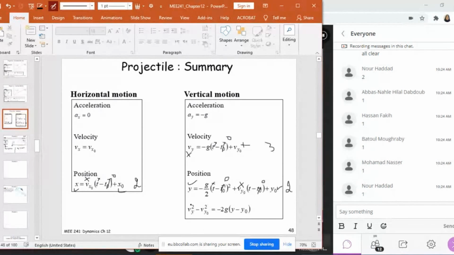What about this equation? Do I know vyb? No. Do I know vy0? No, because I don't know the magnitude. Do I know yb? Yes. Do I know y0? Yes. So I have also two unknowns. All right? So I don't have any equation that has only one unknown.